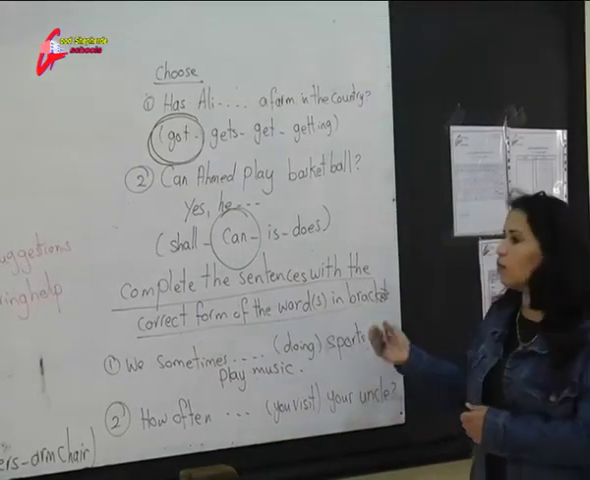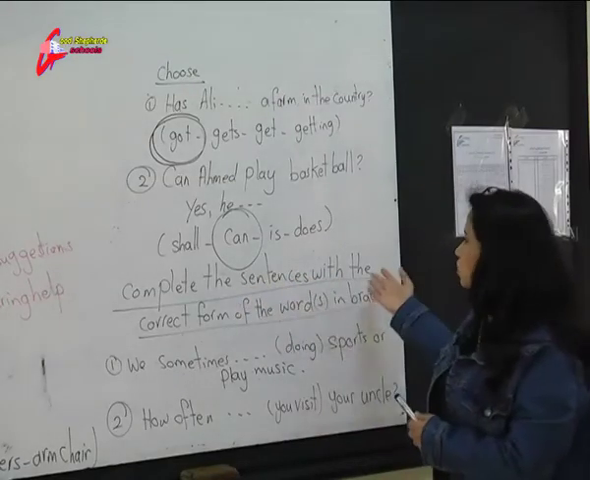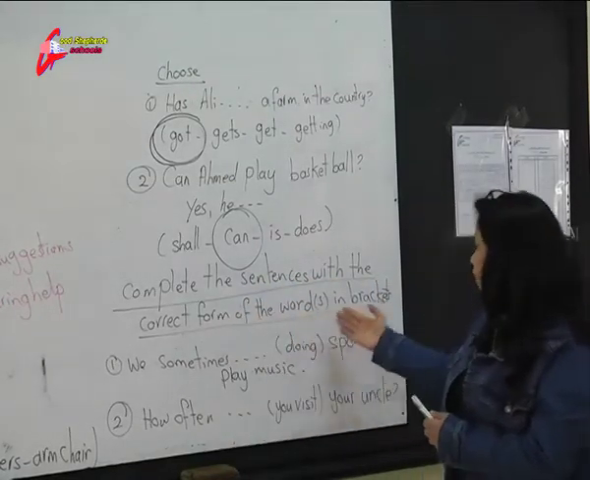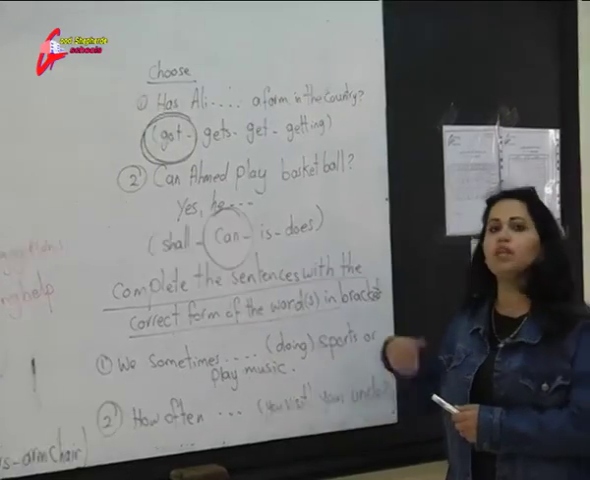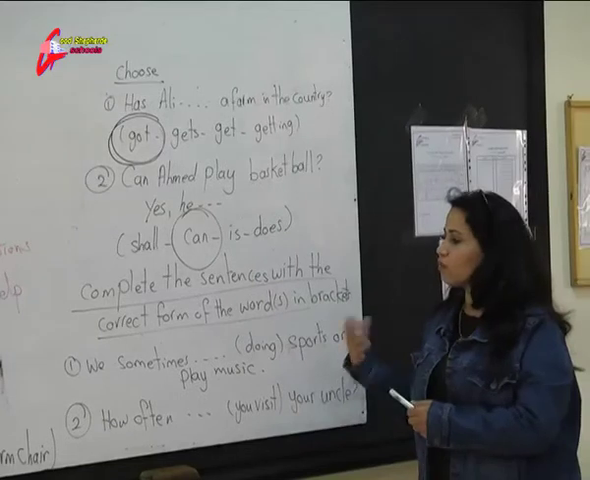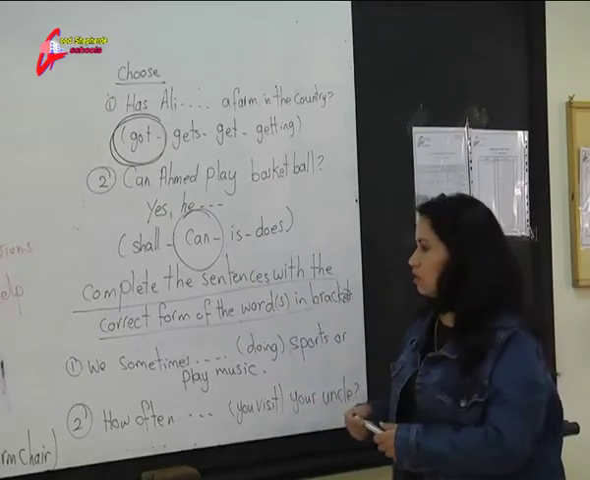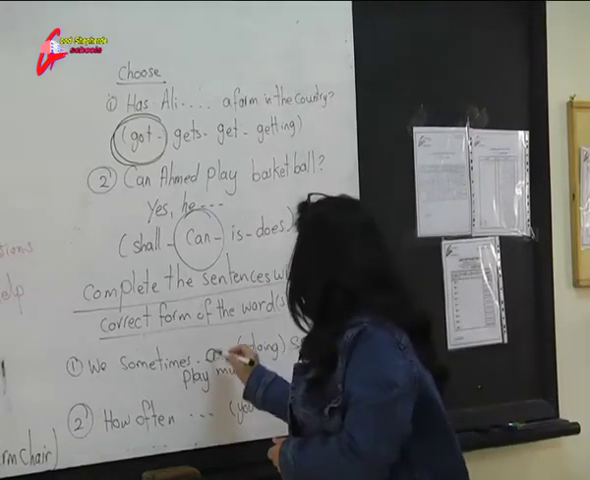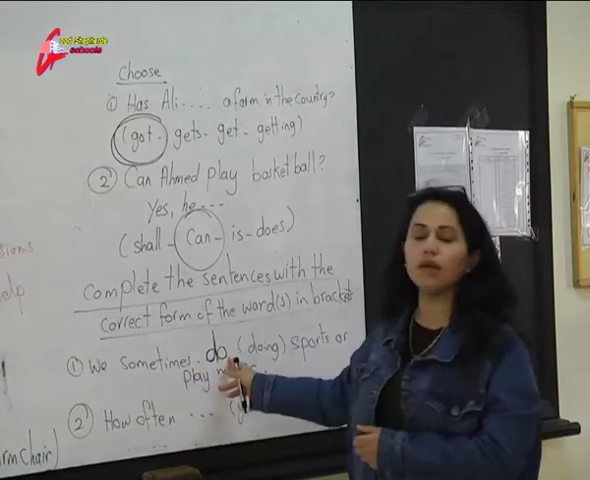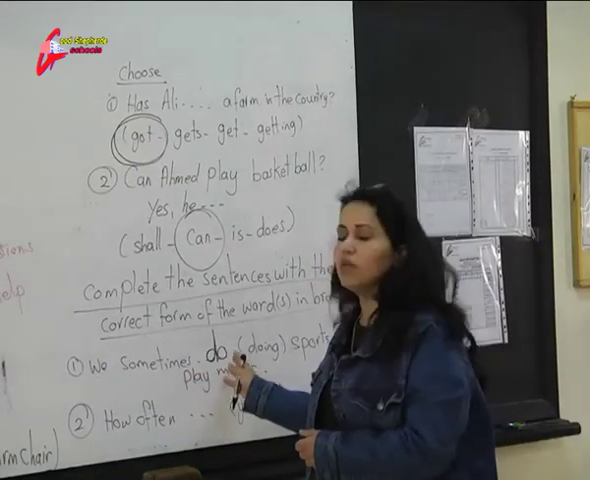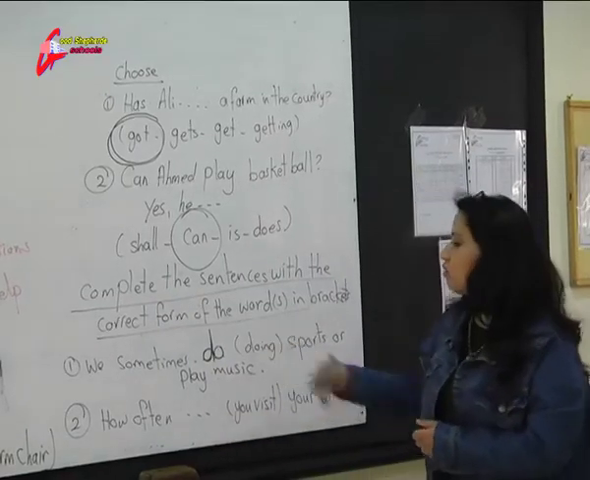We have this type of question which is a new one for us, which is complete the sentence with the correct form of the words in brackets. It means we have a word like doing, but we need to correct it with the correct form of the tense or the order even of the sentence. So we sometimes do, as we said in present simple, do followed by infinitive. So the verb form will be infinitive, it's do.